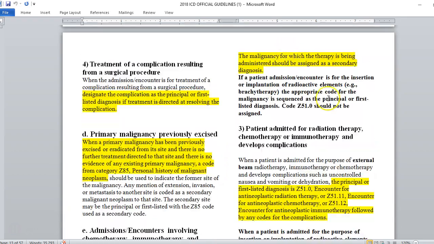Now it goes on to tell us, the malignancy for which the therapy is administered should be assigned as a secondary diagnosis. So that's finishing up what we just read. So again, therapy is going to go first, malignancy is going to go second.